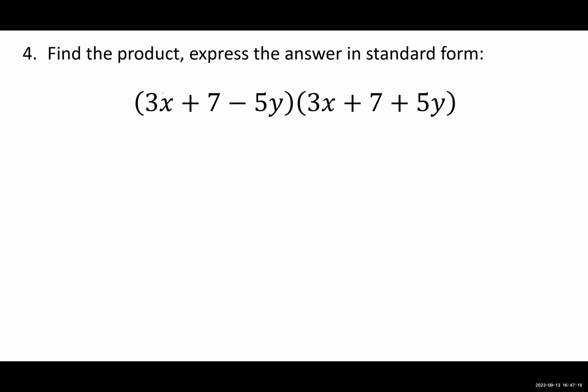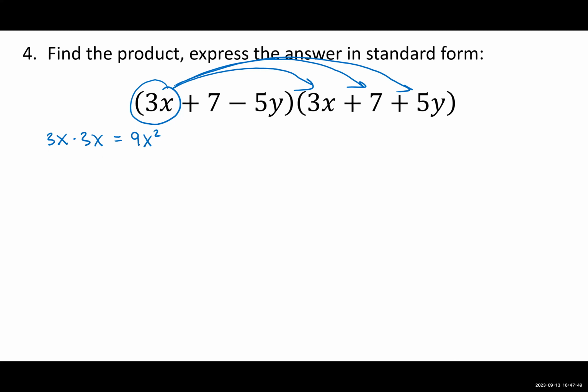So if we start off with the 3x, right? We have to do 3x times 3x, 3x times 7, and 3x times 5y. Okay, so let's do that. 3x times 3x, I'm going to write a little smaller because we're going to need a little bit more room. 3x times 3x is going to equal 9x squared. 3 times 3 is 9, x times x is x squared.